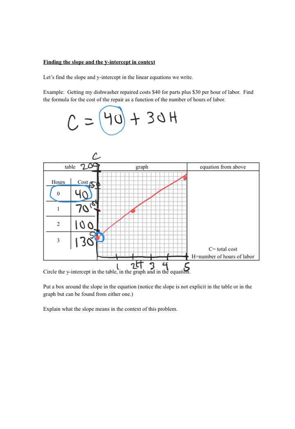Let's put a box around the slope in the equation. Well, that would be 30. That's the rate of change. It increases by 30 for every hour. And if I were going to do that in the graph, we would be seeing it here. It would go up 30 every one. So that up 30 for every hour would show up each time. So the up 30 over 1 each time.